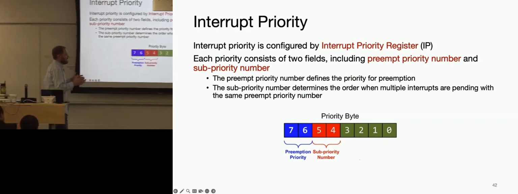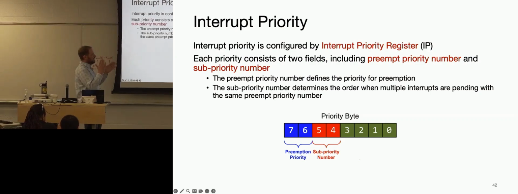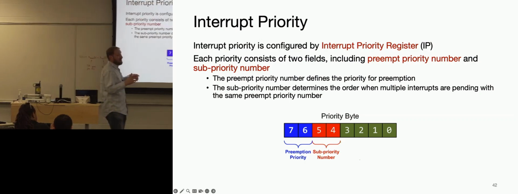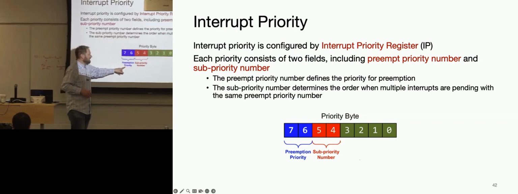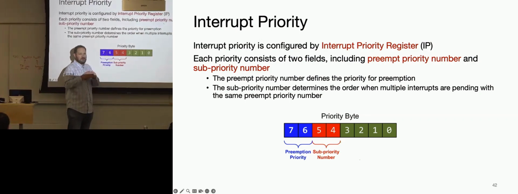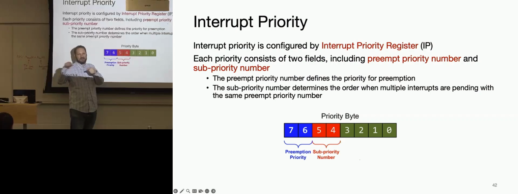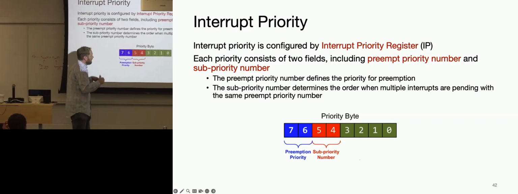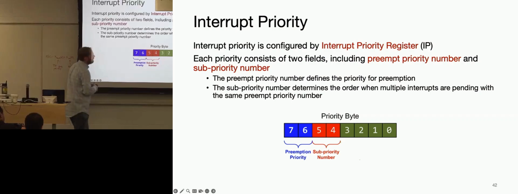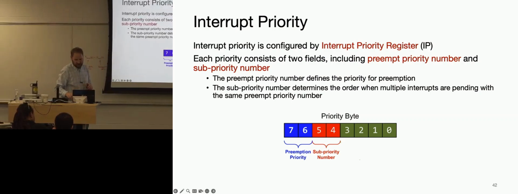Preemption means that of 2 interrupts with different priorities, one is going to preempt the other. The lower priority number, the more important one, is going to preempt. But then you may have multiple interrupts of the same preemption priority, and you use the sub-priority numbers to say this is the ordering of how those interrupts should occur. So there are the big priorities, and then once you're already in an interrupt, how do you sort the interrupts that are still pending of the same value? We'll walk through a bunch of those examples.